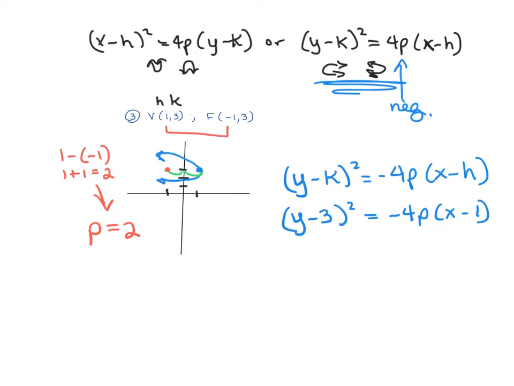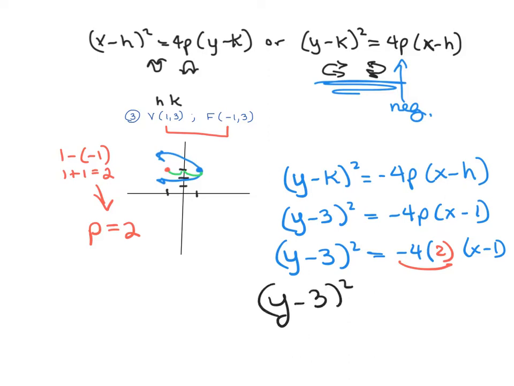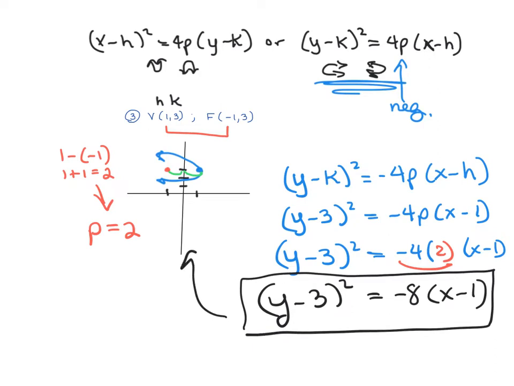So now that I know p, let me come back over here and rewrite this, but this time I'm going to put in the p-value. So I'll put a 2 in, and then I still have my x minus h, and my h was 1. And now I need to multiply these two, and my equation is y minus 3 squared equals negative 8 times x minus 1. And that is my equation for this parabola given a vertex at 1, 3 and focus at negative 1, 3. Try the next one.